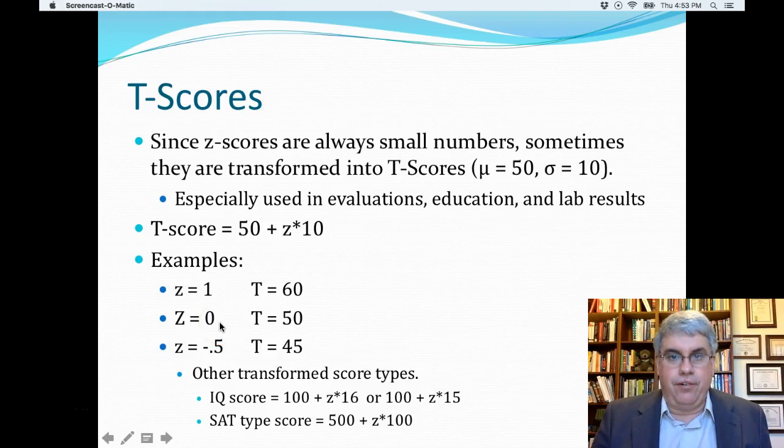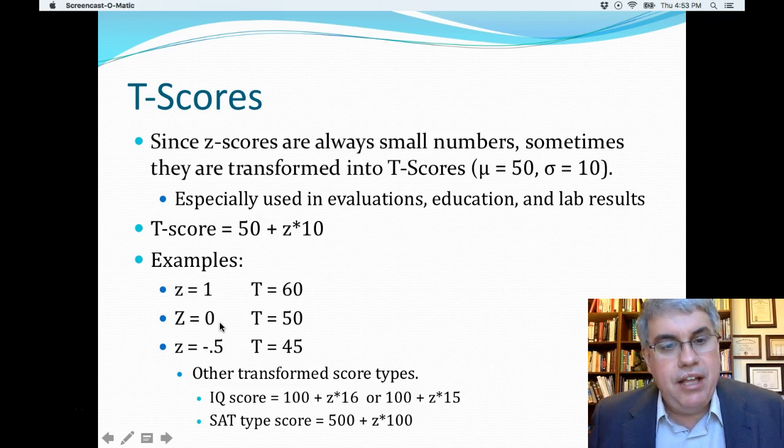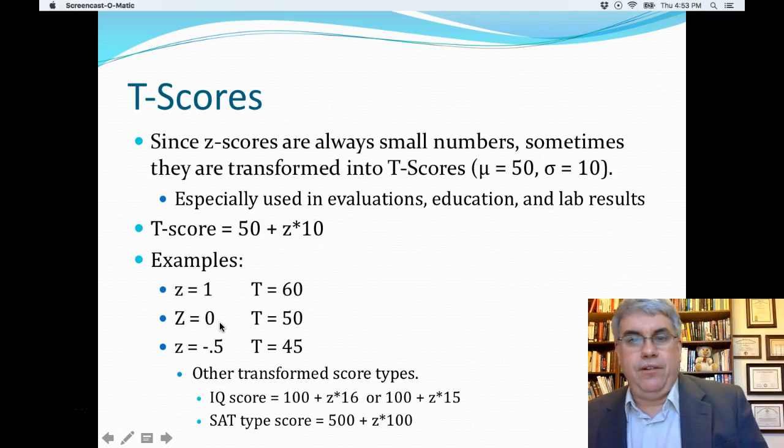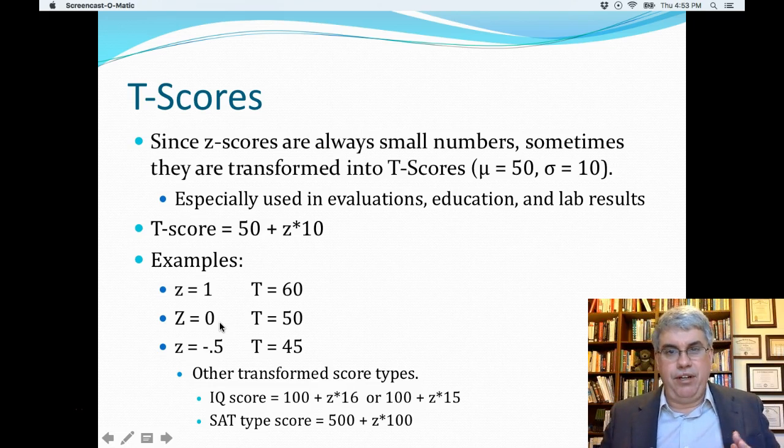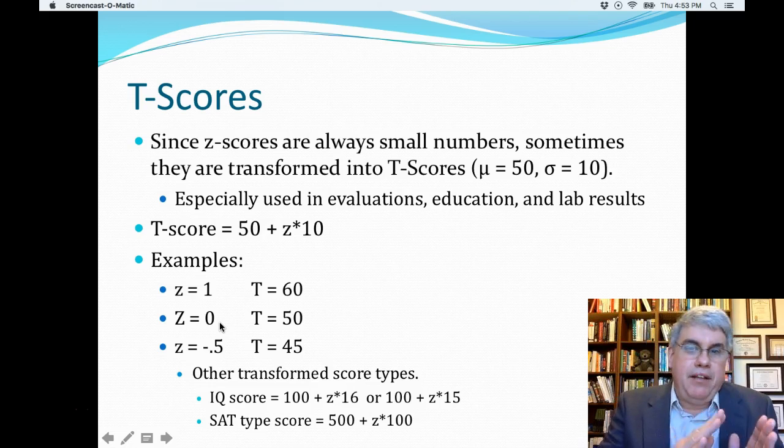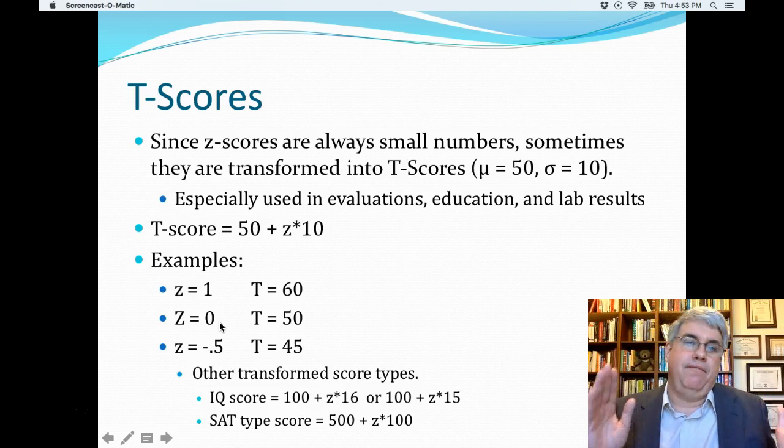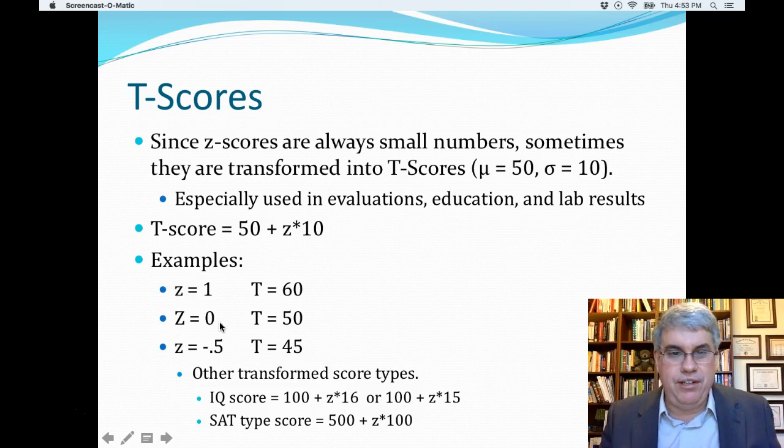Let's look at t-scores, and then we're going to use t-scores to show how we can calculate normalized weighted averages, or weighted normalized averages. So t-scores are useful because z-scores are usually small decimals, usually between minus 1 and 1, almost always between minus 2 and 2. And those small numbers aren't very useful. We like looking at numbers like on a 0 to 100 scale.